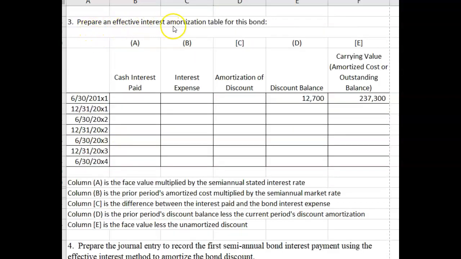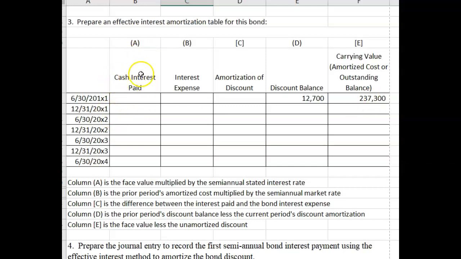Let's prepare an effective interest amortization table for this bond. On the issue date, June 30th, X1, the bond had a carrying value of $237,300. The carrying value is the issue price minus the discount on bonds. Remember, discount on bonds has a debit balance. The bonds payable has a credit balance. They subtract from each other to calculate the carrying value, which is also known as the amortized cost or the outstanding balance.